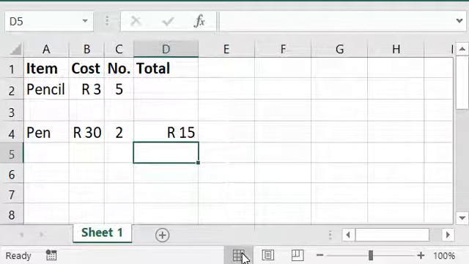And that there is the difference between a cut and a copy of a cell which has a formula behind it.